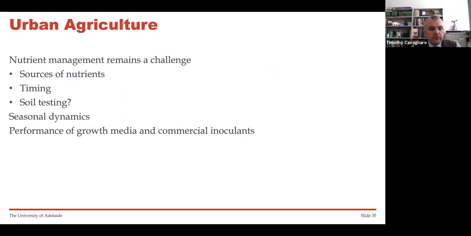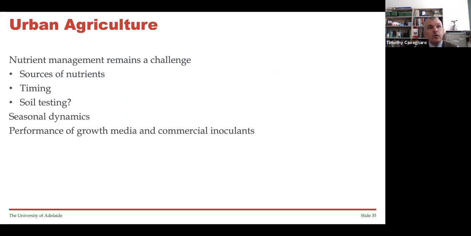So the sort of main points to come out of that initial survey that Matt did was really around nutrient management, and that remains something of a challenge. And I think there's an important piece of work to be done to work with urban farmers to work out how to best manage their nutrients. And that's about the source of nutrients that they're using and the timing that they're applying those nutrients.